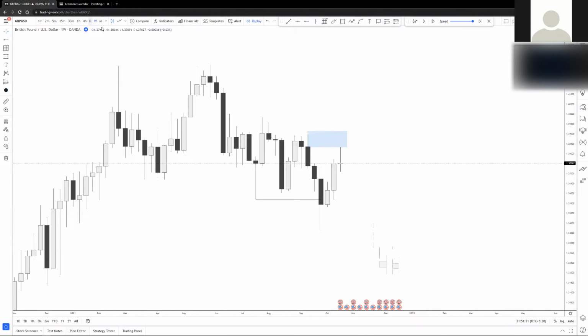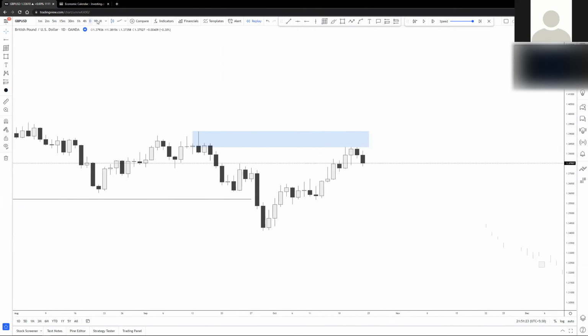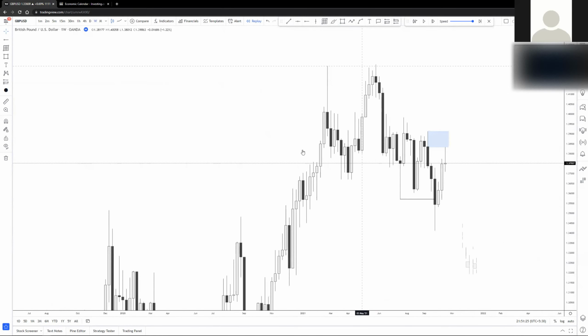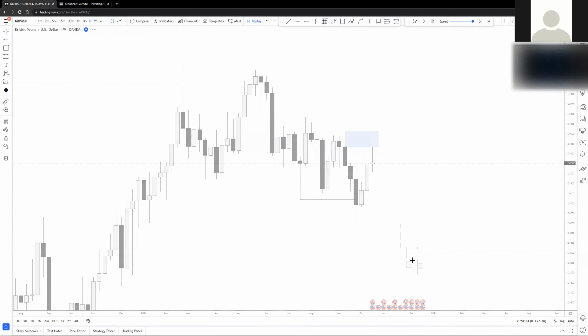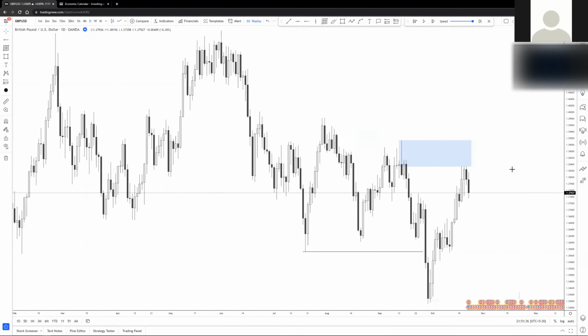Then let's go to the daily. This is all I want to see on the weekly. I don't care about any other stuff. What is the next weekly candle most likely to do? That's all I care about, because I'm an intraday trader. I don't want a bias for the next couple of years or anything like that.